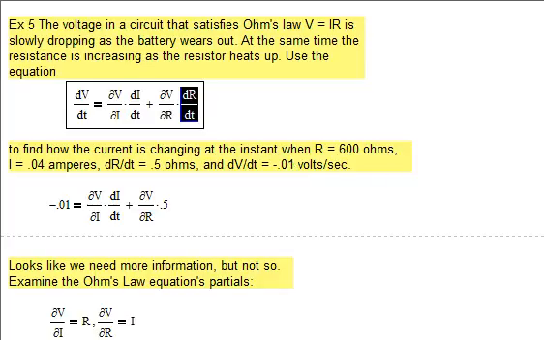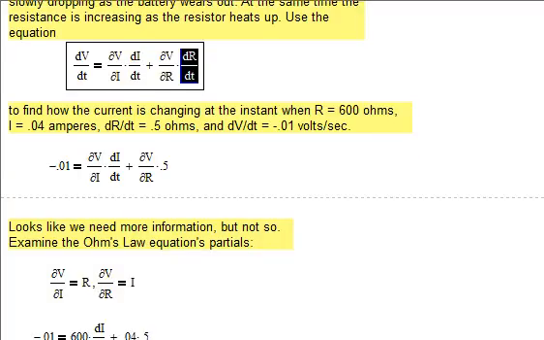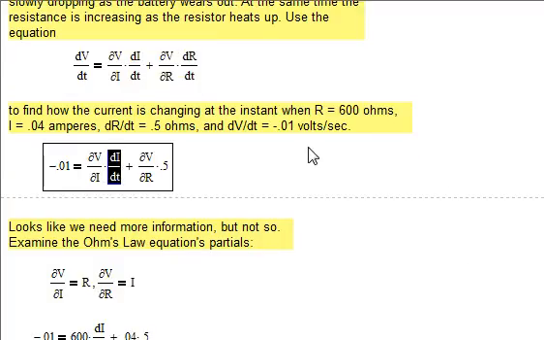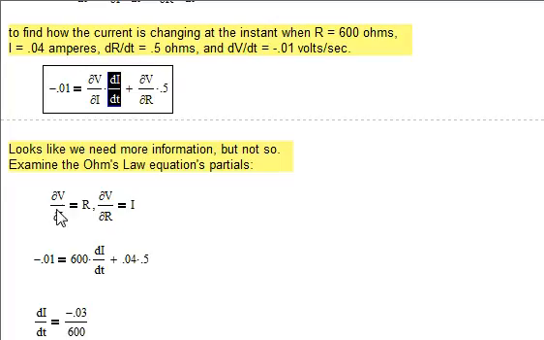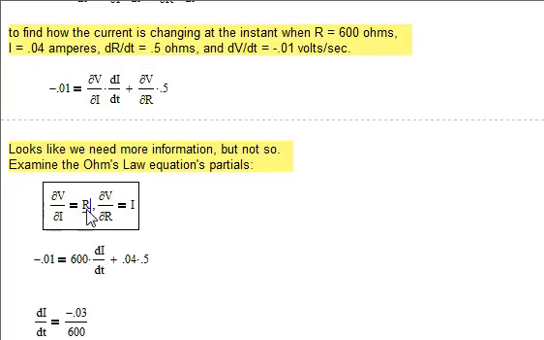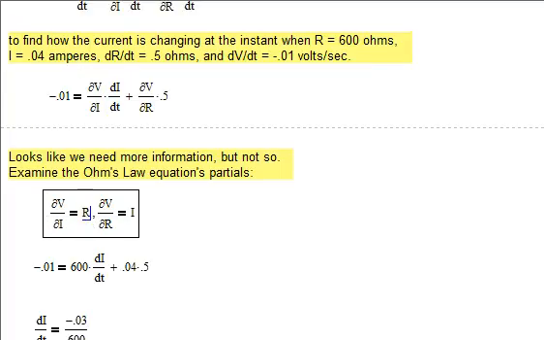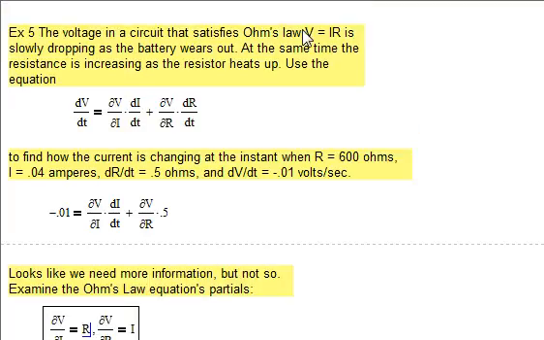And so it looks like we need more information to find out how the current is changing. I guess that would be dI/dt. But we do have some more information, and that is the fact that the partial of V with respect to I equals R. That's from this equation. And the partial of V with respect to R is I. Well, that's good.